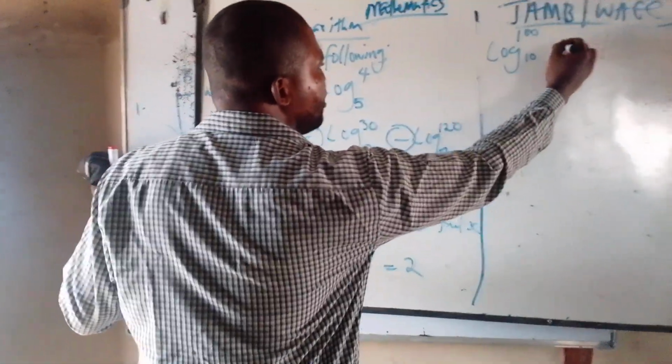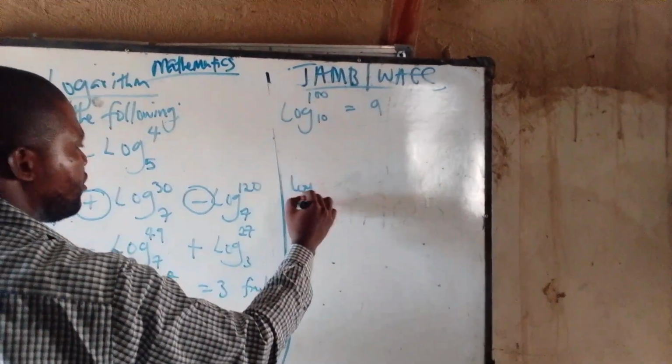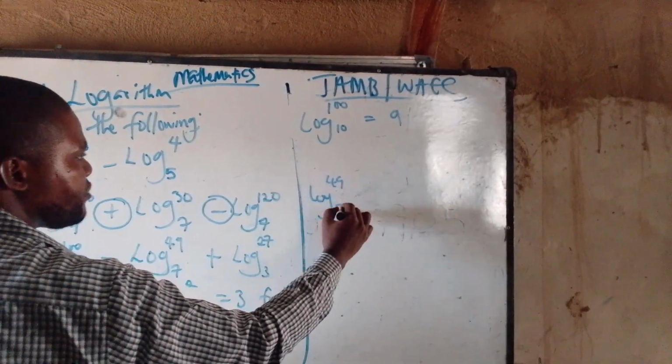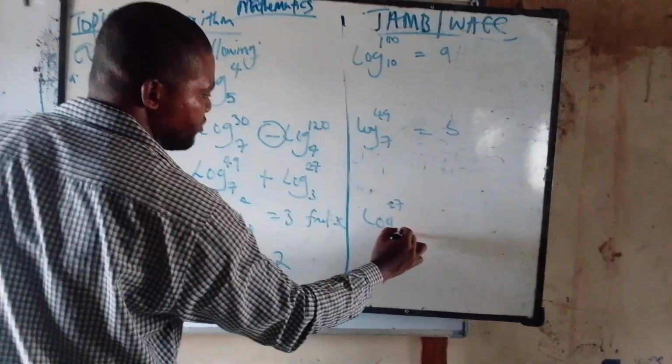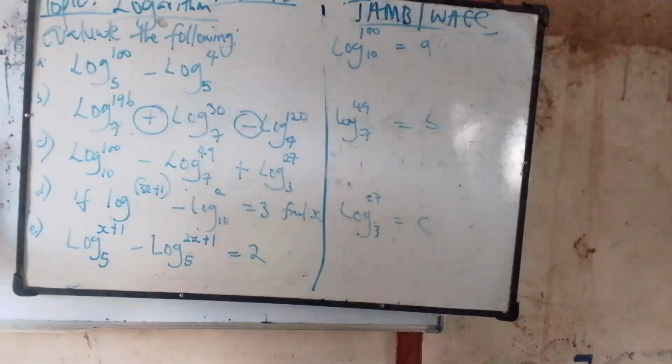Log 10 of 100, equate it to A. Log 49 of 7, equate it to B. Then log 27 of 3, equate it to what? C. That's the only thing to do.